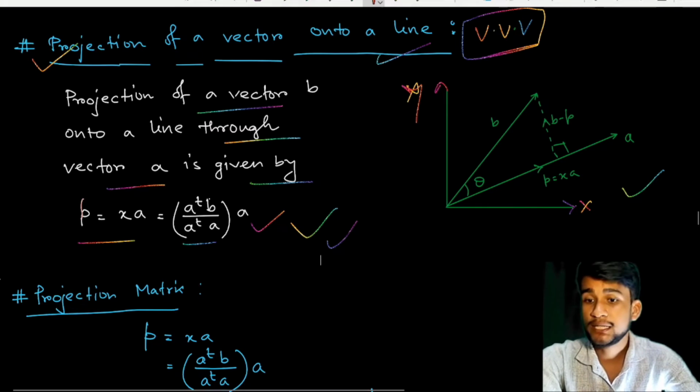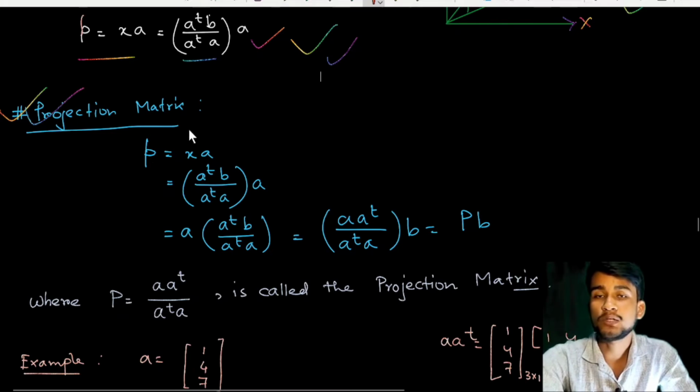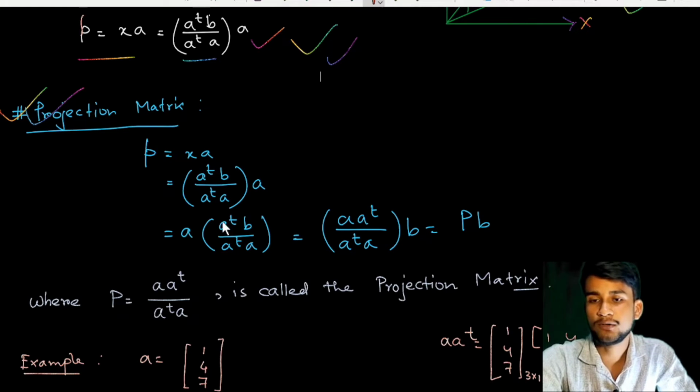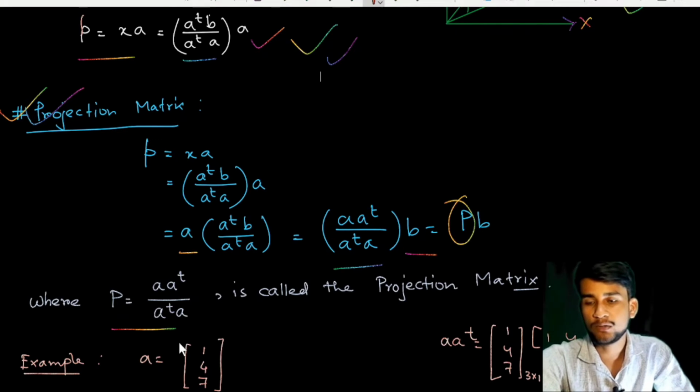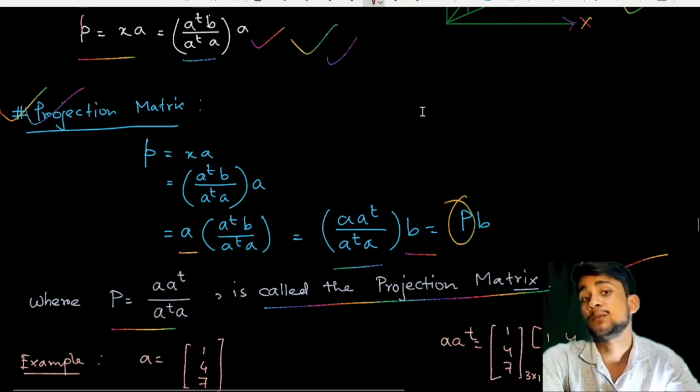Here I take an example on the projection matrix. You have to find the projection matrix, where p equals x equals (A transpose B)/(A transpose A) times the vector A. This is equal to A times (A transpose B)/(A transpose A), which equals (A A transpose)/(A transpose A) times the vector B. This is equal to P times vector B, and this P equals (A A transpose)/(A transpose A). This is called the projection matrix. This is very important.